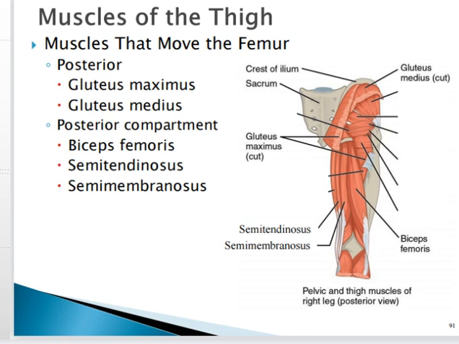The posterior femoral group of muscles acts to extend the hip joint, flex the knee joint, and rotate outward. Muscles act to extend the hip joint, flex the knee joint, and rotate inward.